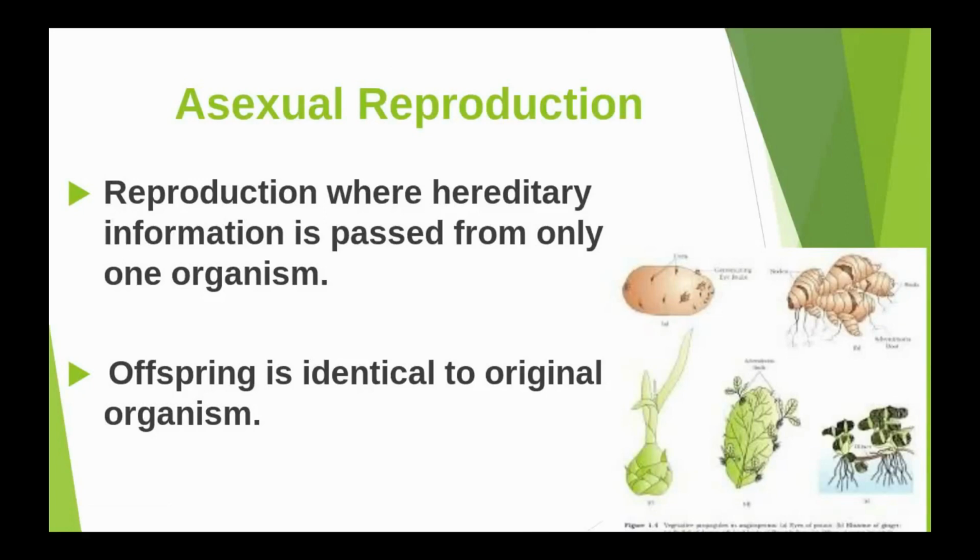In asexual reproduction, the original organism is going to make a copy of itself. And we'll talk later about why that's important to have identical copies versus offspring that is similar but not identical.